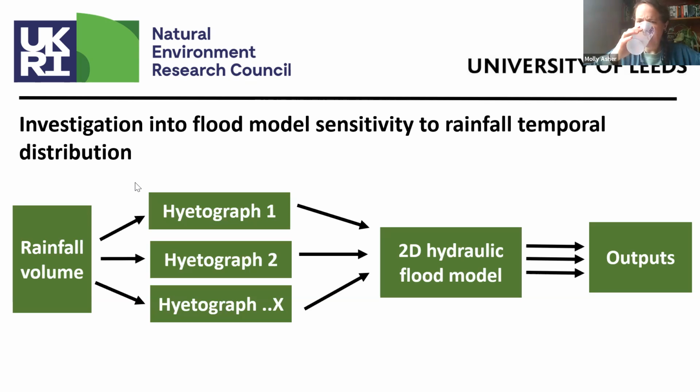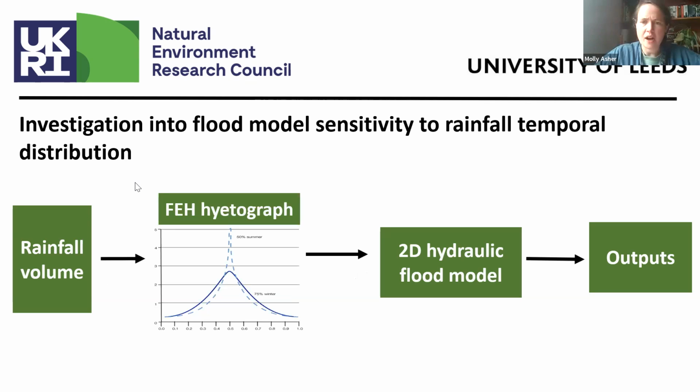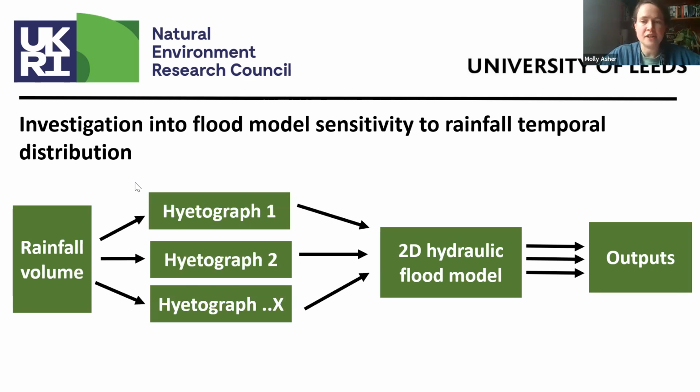So I'm going to take the same process, but instead of using that FEH hyetograph, I'm instead testing a variety of different hyetographs using a constant rainfall volume and the same hydraulic model each time, and observing whether we see any differences in the outputs, for instance, in the spatial extent, the depth, the velocity of flooding, which I'm then able to compare in order to establish whether the temporal profile is affecting the results. Or I guess the alternative outcome would be that we would see that really it's just the total event volume that is important, and the distribution over time doesn't really matter.